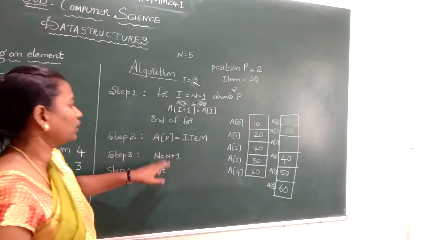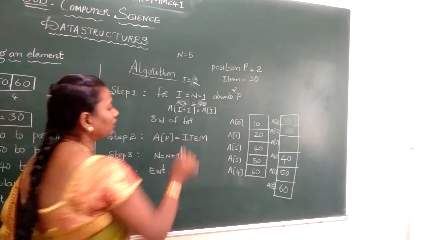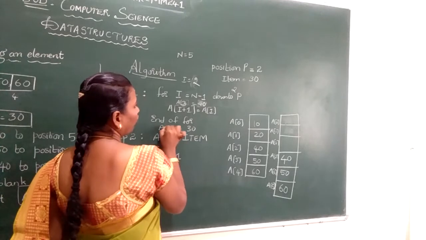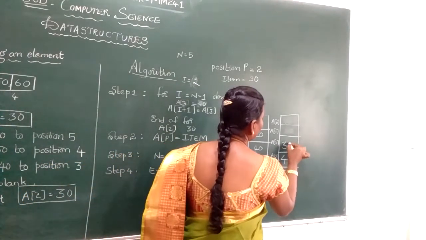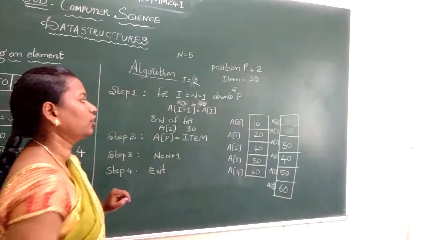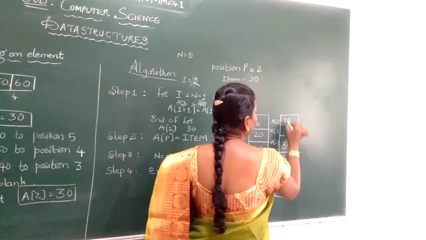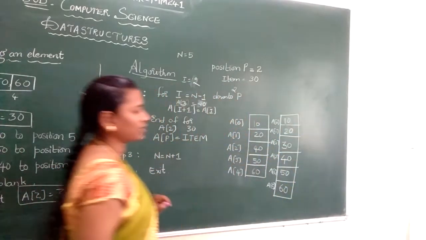We can't move further. Now I am giving my item 32. What is the A of P? 2. Okay. So here I will add my 30. So your 10 and 20 will be in the same place as it is.